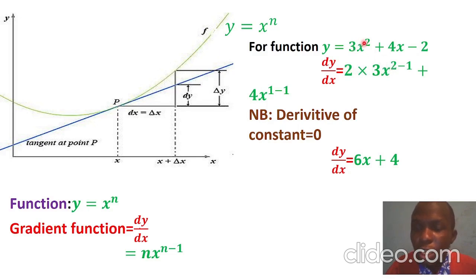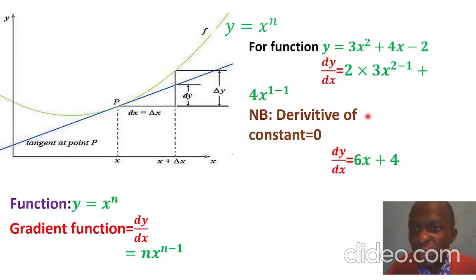The power should be subtracted by 1, so 2 minus 1. And you see that is plus 4x. We drop 1 there, but 1 times 4 is just 4, so x to the power 1 minus 1. Okay, you see that? And the final answer is dy dx equals 6x plus 4.